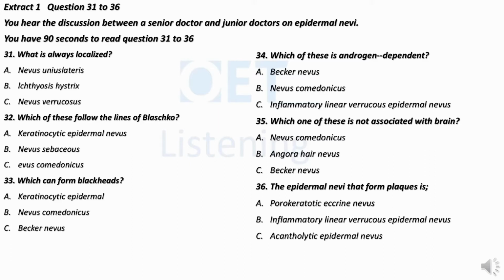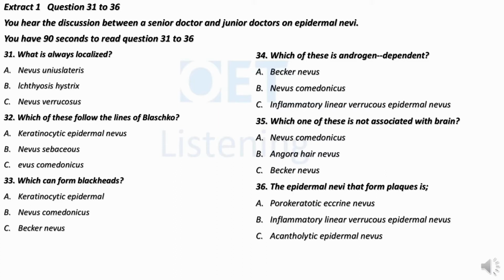Nevus comedonicus are formed of proliferated dilated keratinized follicles, often inflamed or showing signs of infection as a result of blockage, forming blackheads, and pitting is often seen. It may be associated with brain abnormalities, bone defects, and cataracts. The Angora hair nevus is remarkable for the long and soft white hair, like Angora wool, that grows from it. It may be associated with other defects of the brain and bones.